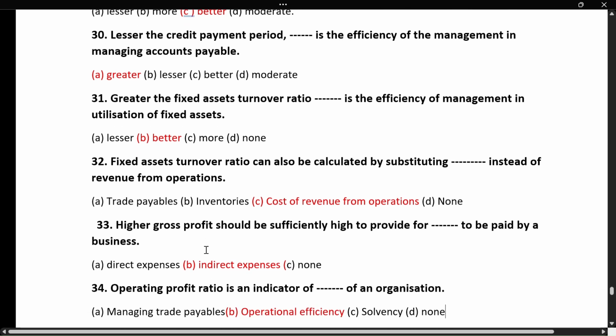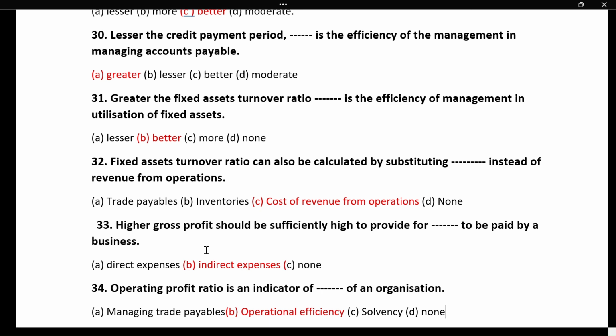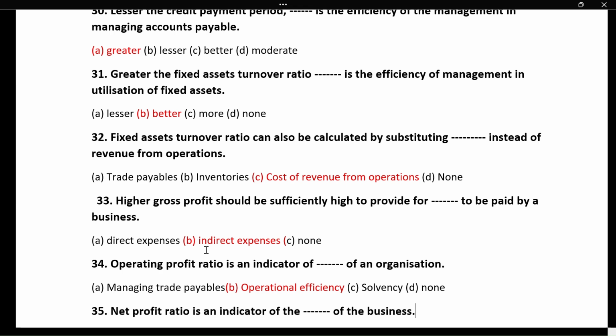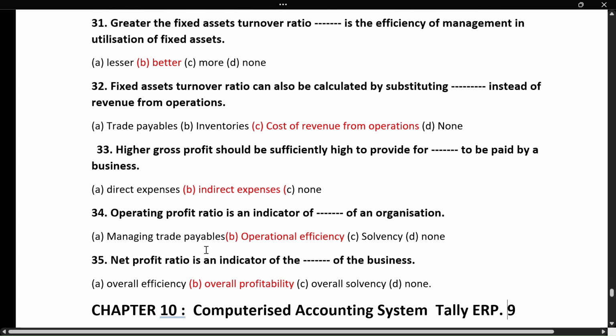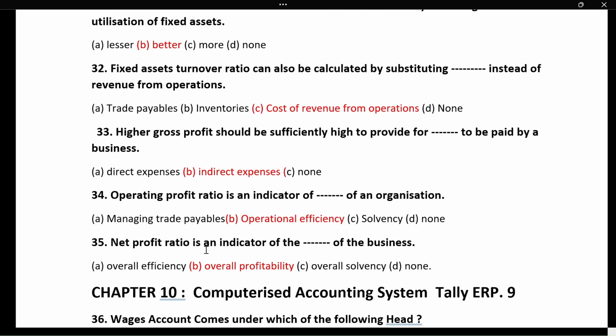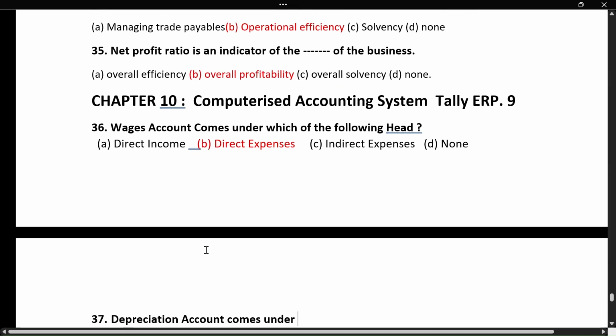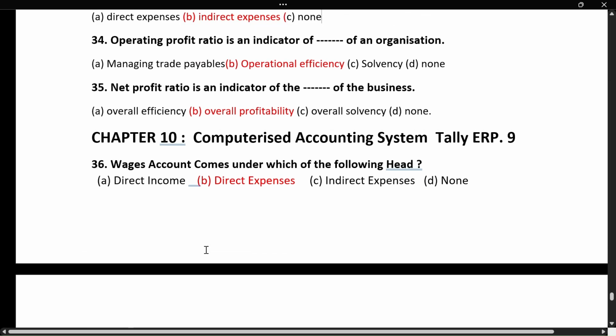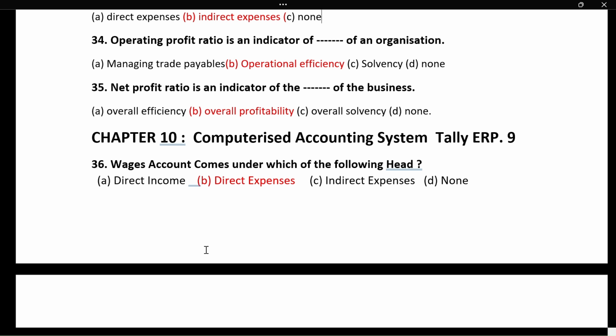The greater the fixed asset turnover ratio, the better is the efficiency in utilizing the fixed assets. Fixed asset turnover ratio can also be calculated by substituting cost of revenue from operations instead of revenue from operations. Gross profit should be sufficiently high to provide for indirect expenses. So if gross profit is more, we can spend it for indirect expenses. Operating profit ratio is the indicator of operational efficiency. If the net profit is higher, it indicates the overall profitability of the business.